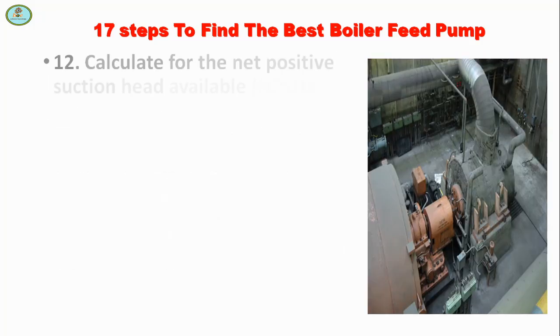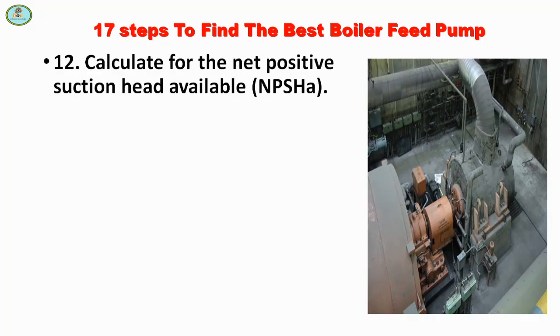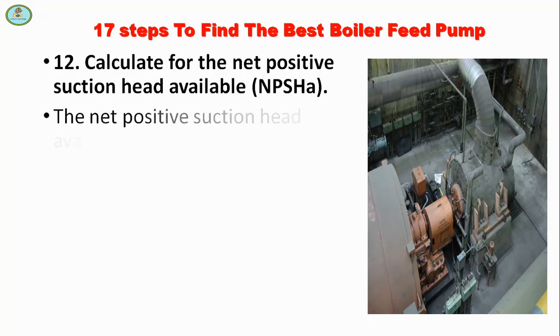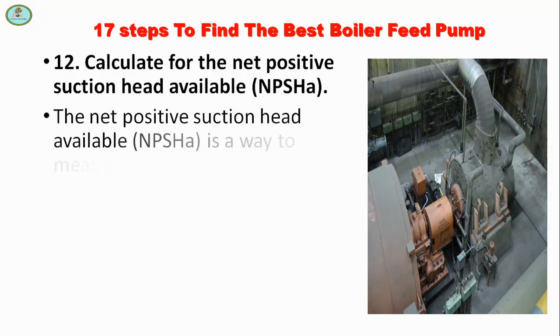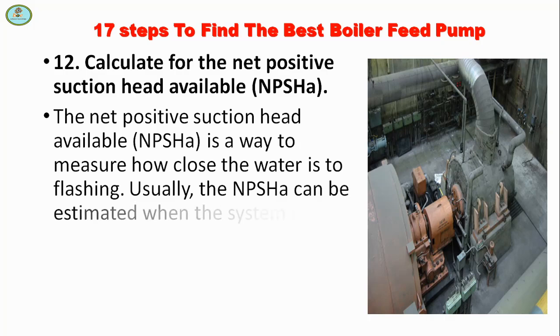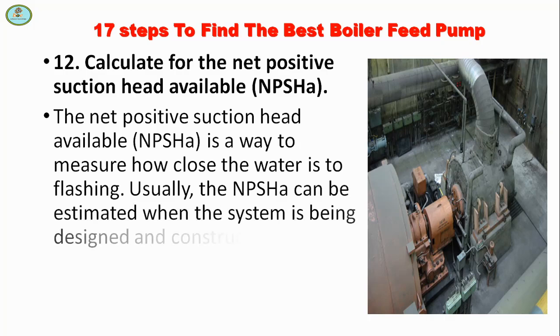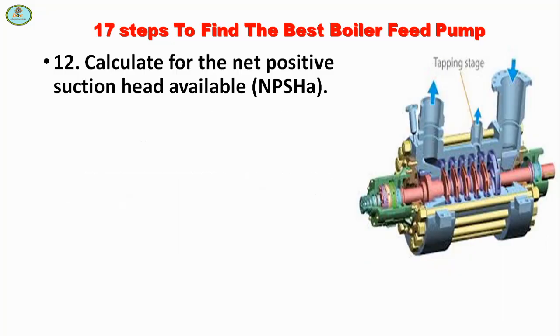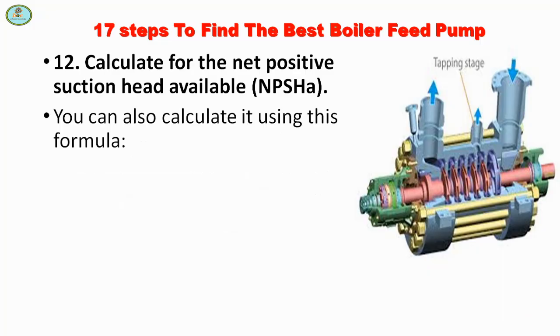Next is to calculate the net positive suction head available. The net positive suction head available is a way to measure how close the water is to flashing. Usually the NPSHA can be estimated when the system is being designed and constructed. You can also calculate it using this formula.